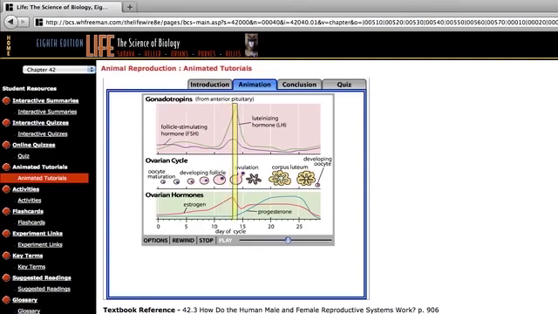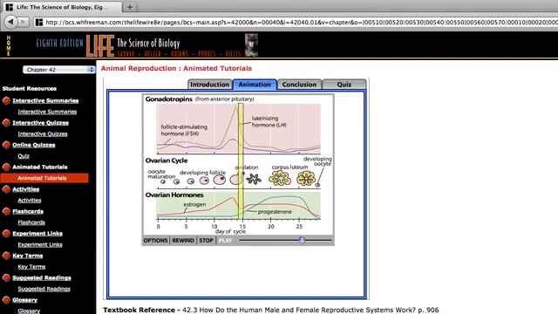LH reaches a peak at day 14 of the ovarian cycle. This LH surge triggers the mature follicle to rupture and release the egg, the process of ovulation. LH then triggers the remaining follicle cells to differentiate into the corpus luteum, which secretes estrogen and progesterone.